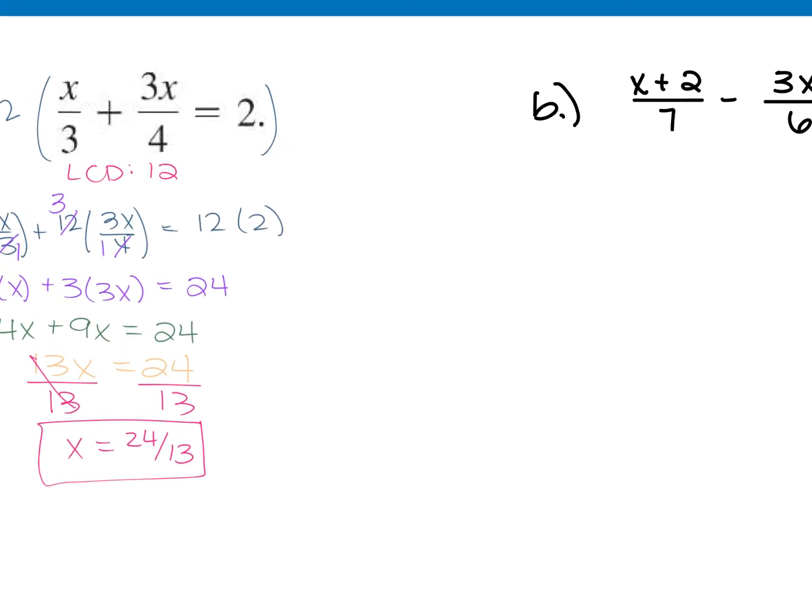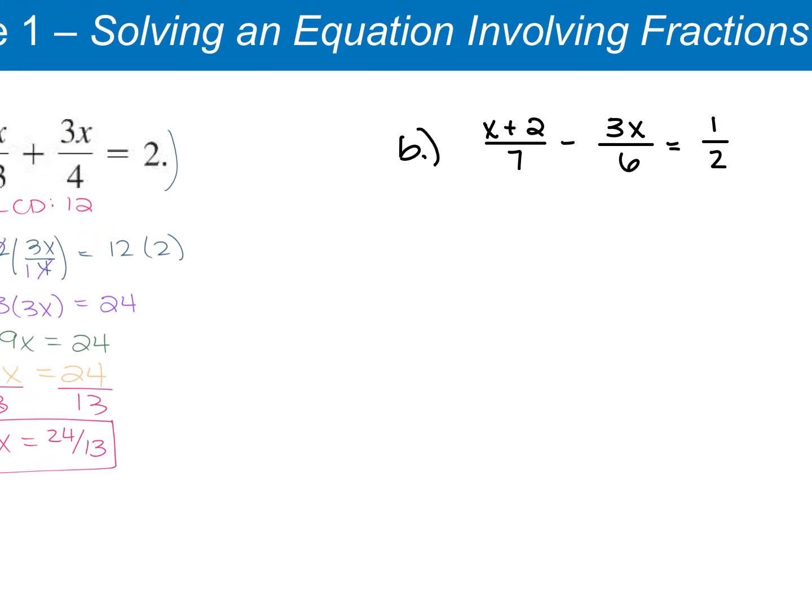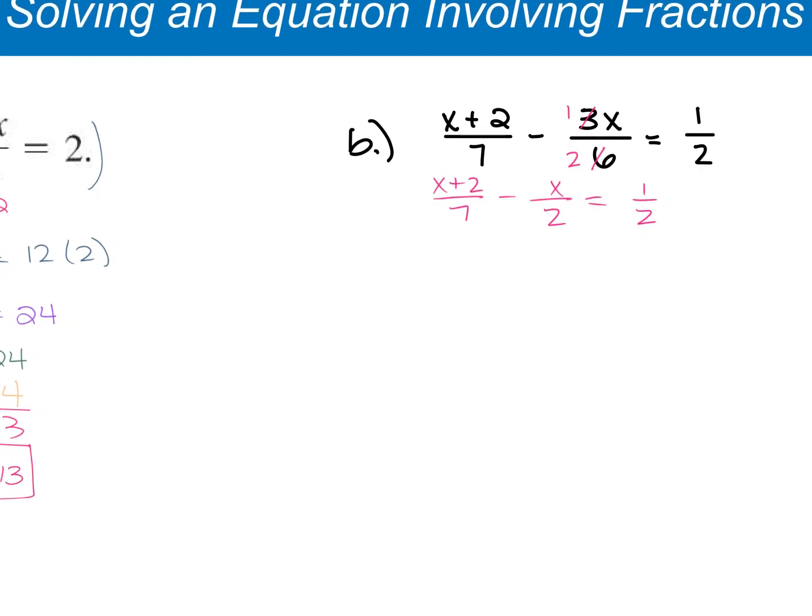For example B, we have x plus 2 over 7 minus 3x over 6 is equal to 1/2. For this one, before you find your least common denominator, you can see that that 3x and that 6 simplify. So I'm going to simplify the 3 to become a 1, the 6 to become a 2. So that gives us x plus 2 over 7 minus just x over 2 is equal to 1/2. From here, our least common denominator is going to be 14 instead of 42, so it's a much smaller number to work with.